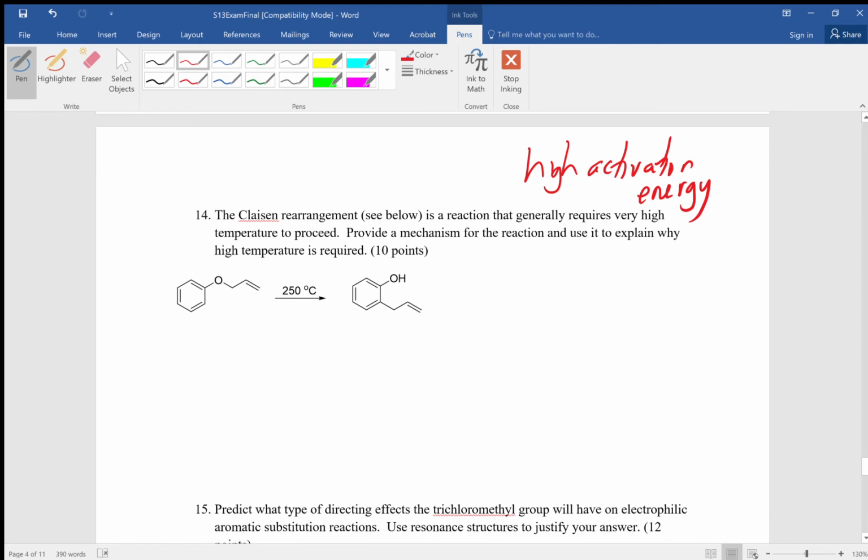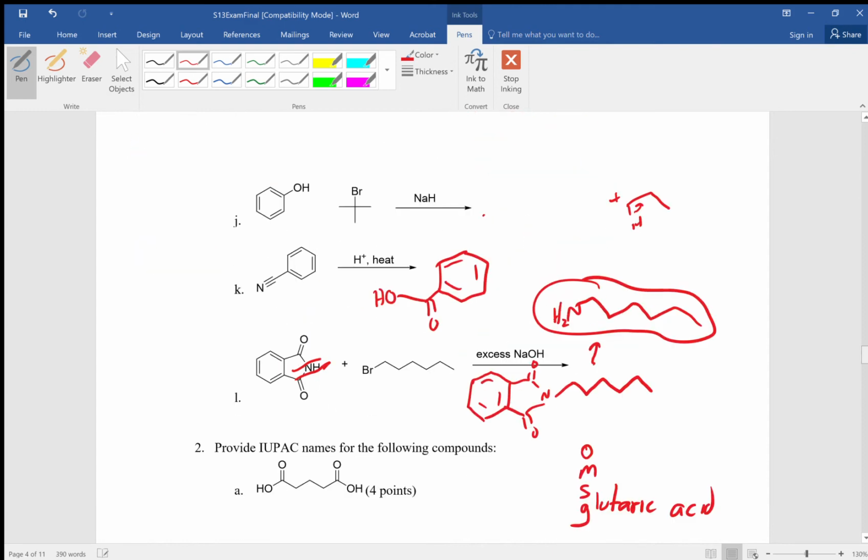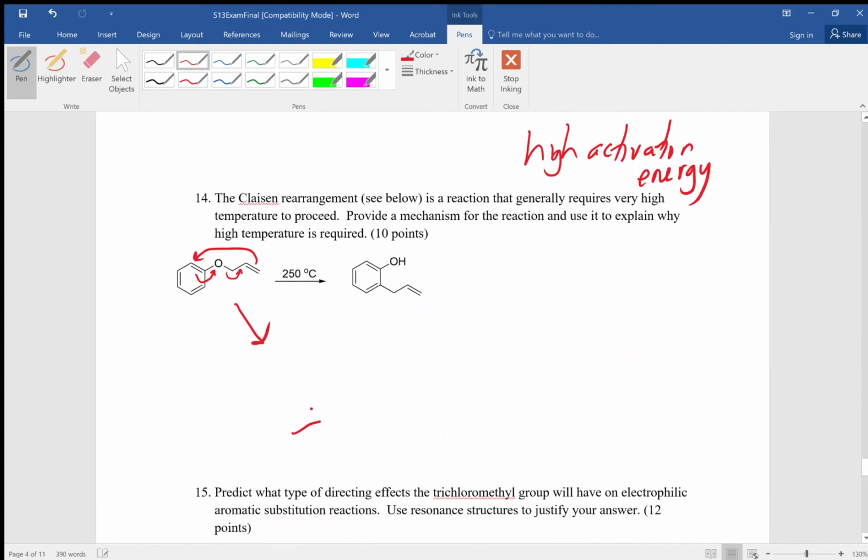And so the mechanism of this reaction, you may recall, is that it's a pericyclic reaction where the electrons shift around in a cyclic fashion like this. And then the resulting carbonyl is able to tautomerize to give the product.